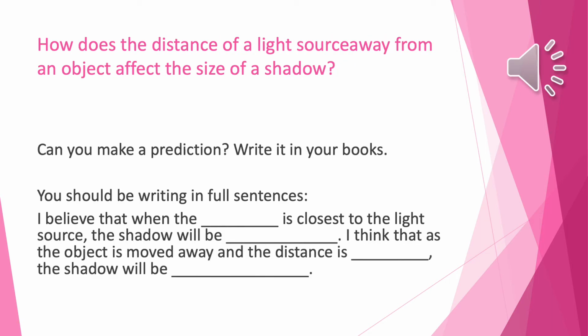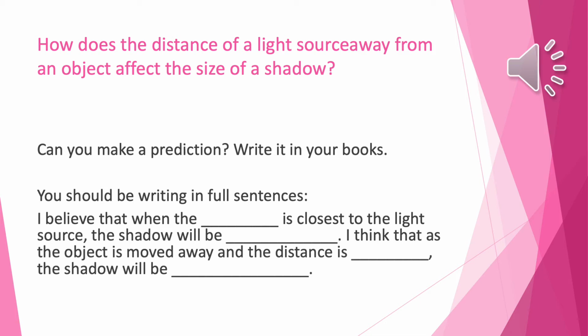So my key question is going to be, how does the distance of a light source away from an object affect the size of a shadow? So you too could use this question because it is a relationship-based question. So I'm thinking that the actual distance, the nearness and the farness of the light source from an object will cause an effect on it. So I'm expecting to see some kind of relationship from this.